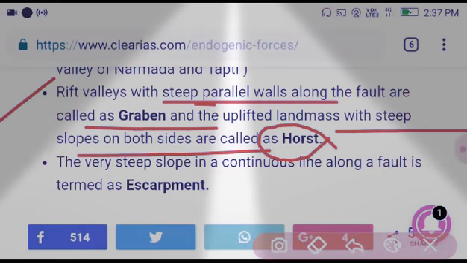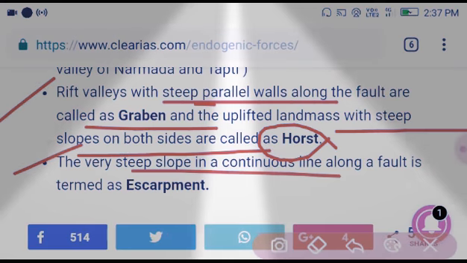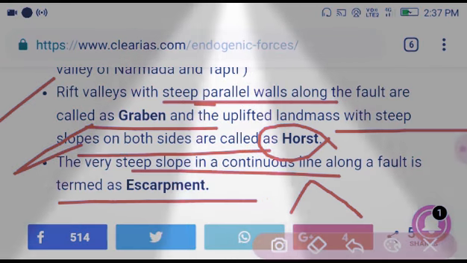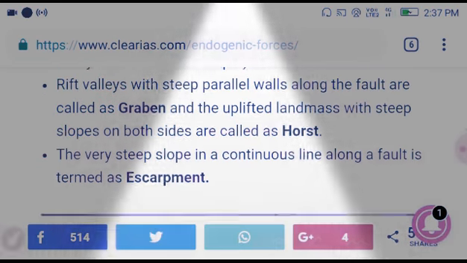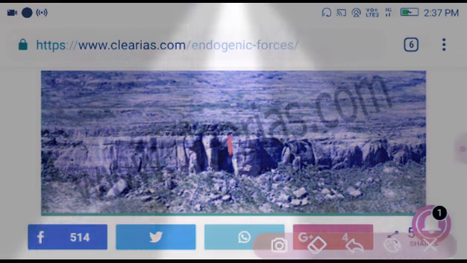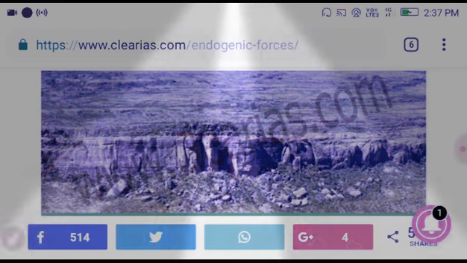A very steep slope in a continuous line along a fault is termed an escarpment. Here you can see the escarpment; it is steep, so it is called an escarpment.